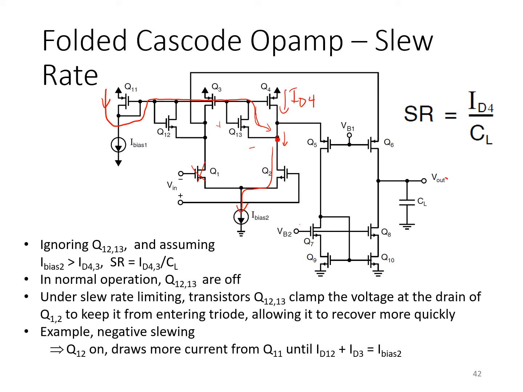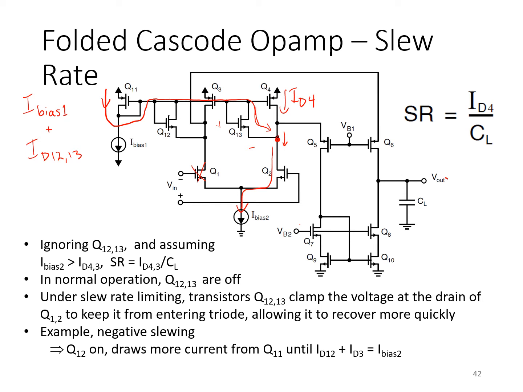So now a secondary benefit of these transistors is that again under slew rate limiting, Q13 turns on and the bias current through Q11 therefore temporarily increases. Normally it's just I bias 1. But during slew rate limiting, there's an additional component to Q11 equal to ID 12 or 13, depending on whether we're in positive or negative slew rate limiting. In this case, it's ID 13.